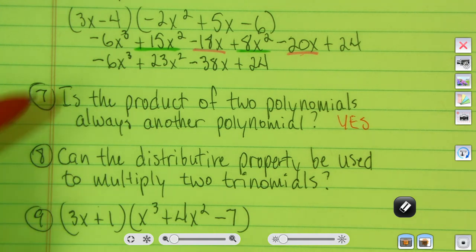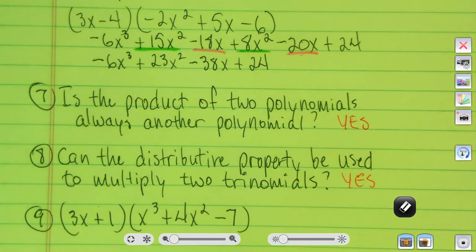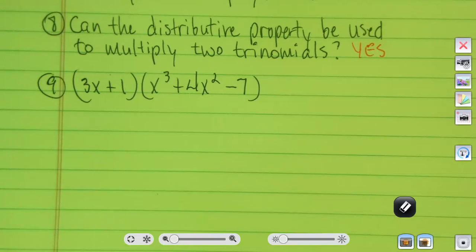How about this? Can the distributive property be used to multiply two trinomials? Right now, all we've done is multiply a binomial times a trinomial. And yeah, you're shaking your head. Yes, that is correct. You can use the distributive property no matter how large the polynomial. Look at number 9. I'll give you just a moment to try that one on your own.